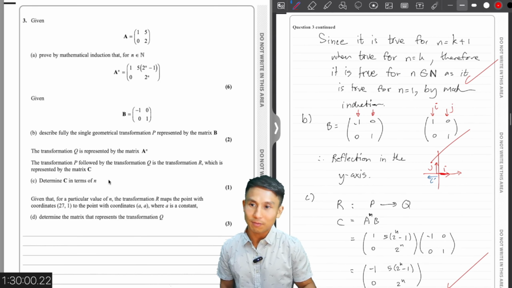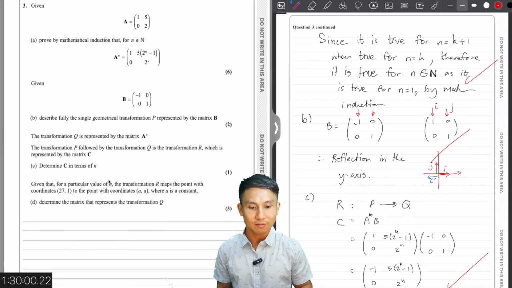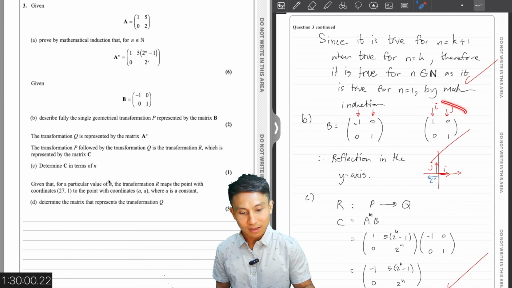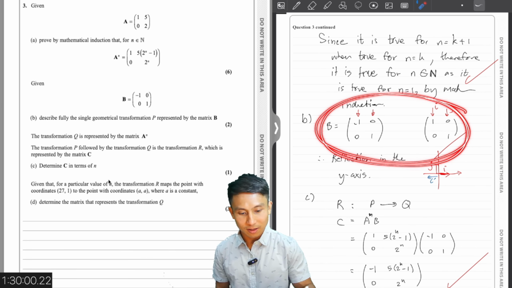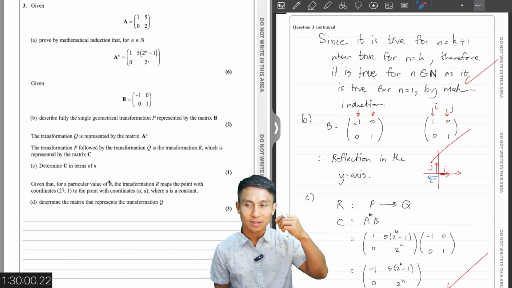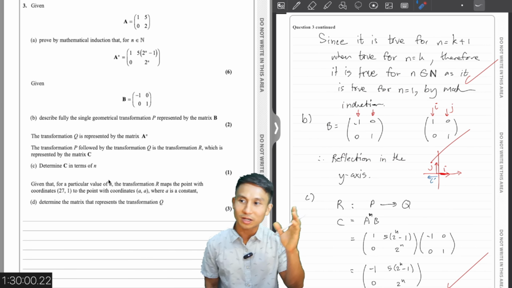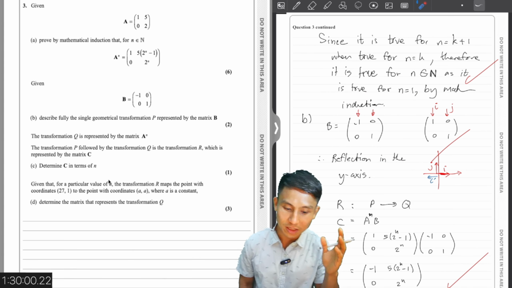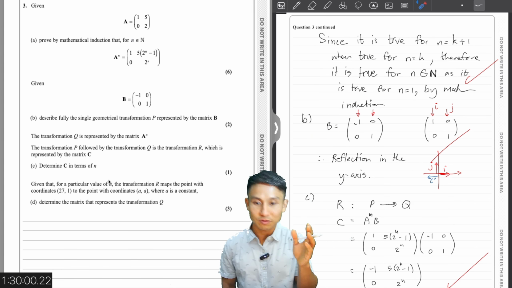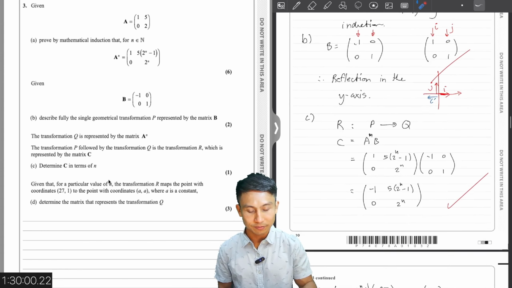Yeah, and then part B, describe fully. Make sure you understand what I explained about how to get a simple way to work out the description of the transformation of a given transformation matrix. That's very simple there.